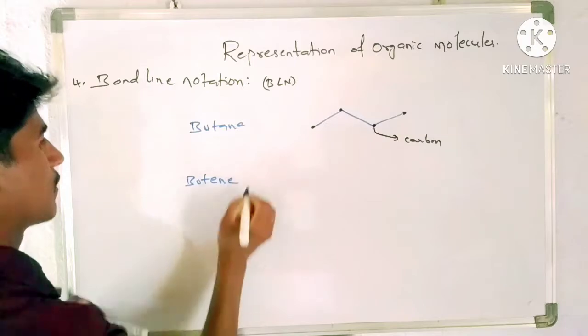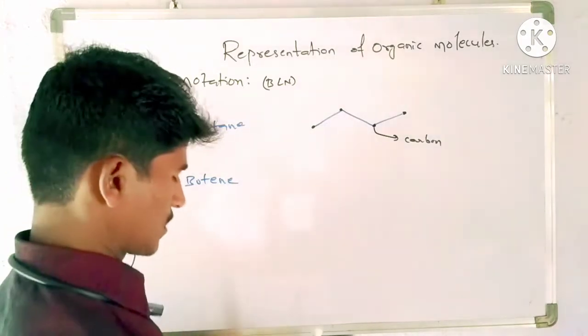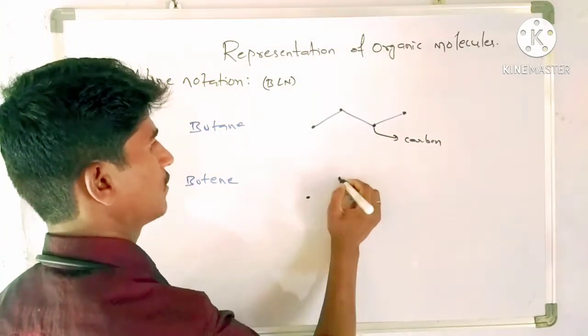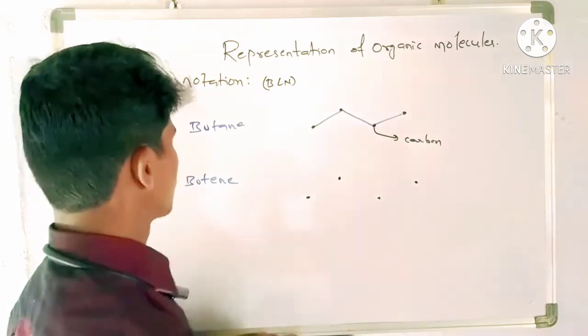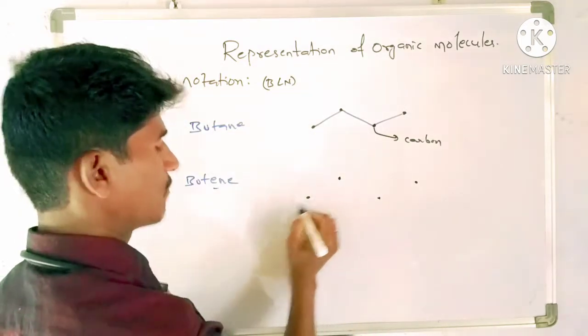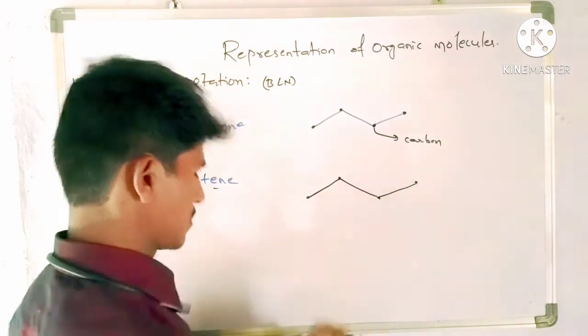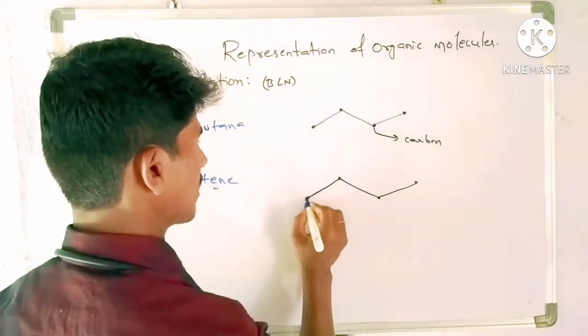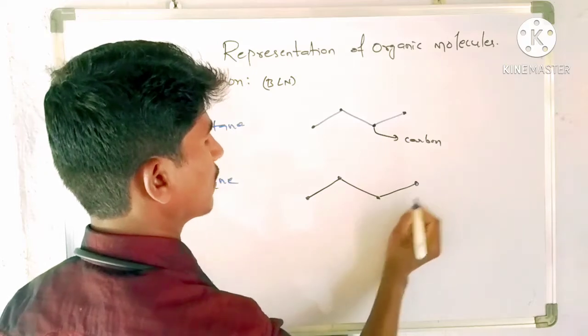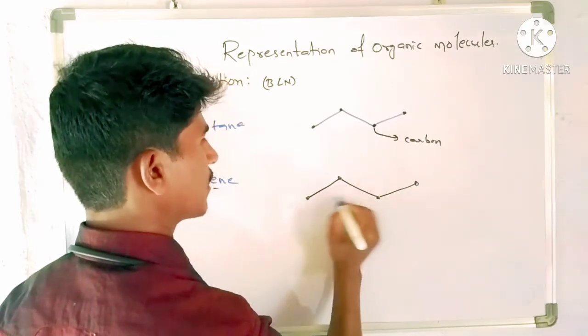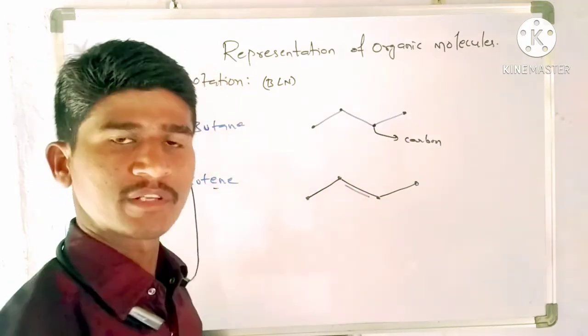Butene. So 4 carbons are there, so 4 dots: 1, 2, 3, 4. Ene means 1 double bond is there. Here they are already representing it like this. In the case of butene, we have a double bond. The double bond may be present here, here or here. Let's assume the double bond is present here.